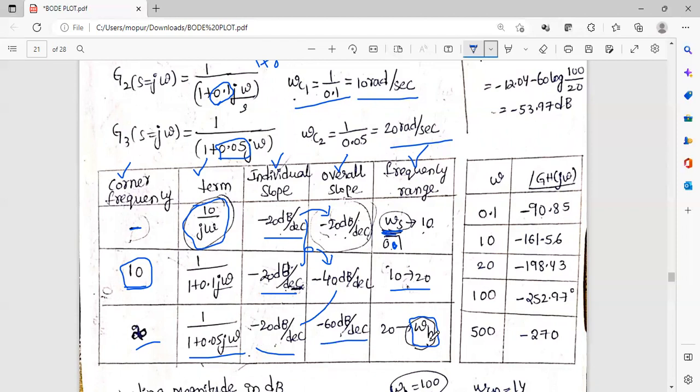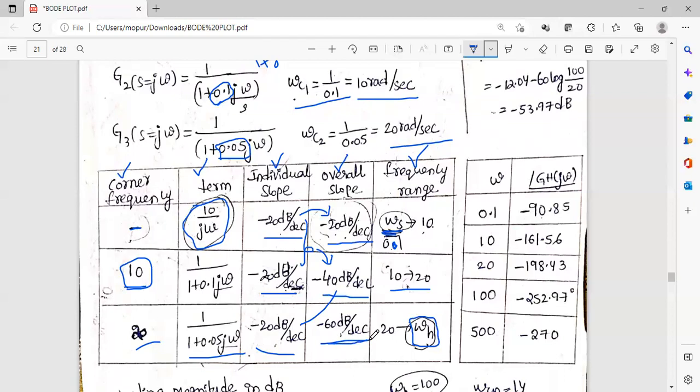So in the total Bode plot, we have three frequency ranges. From the starting point to 10, it is a straight line with a slope of minus 20 dB per decade. From 10 to 20, it is a straight line with slope of minus 40 dB per decade. From 20 to higher frequency, it is a straight line with slope of minus 60 dB per decade.